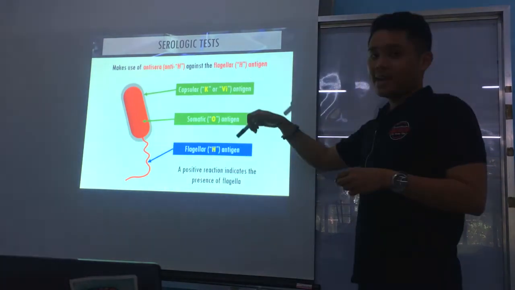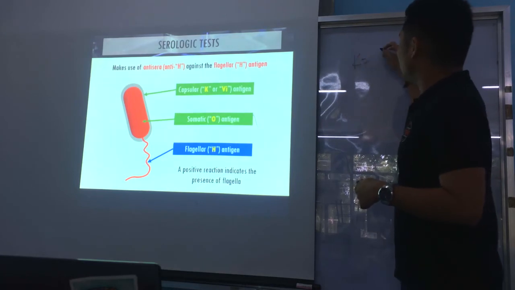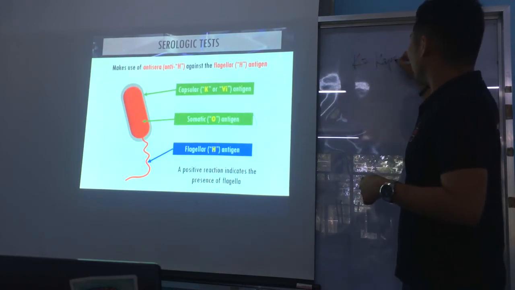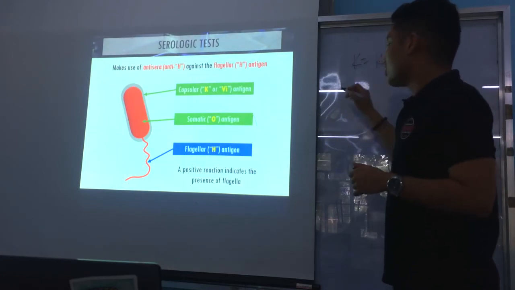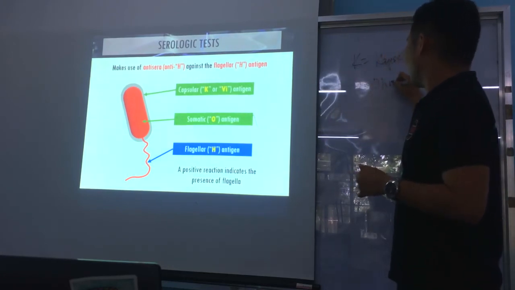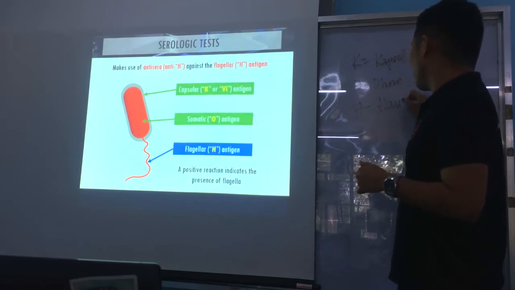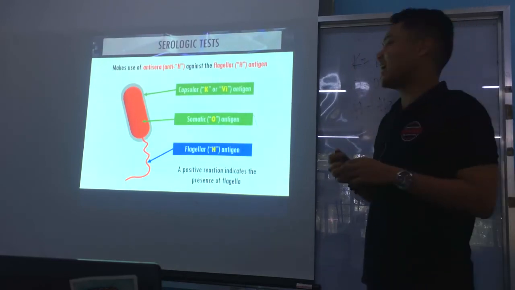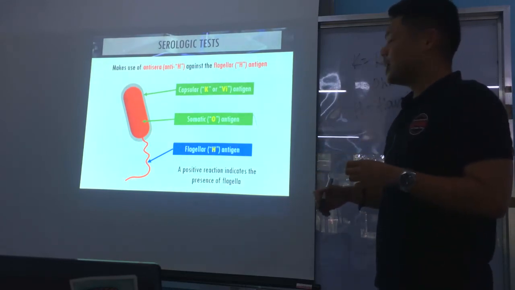Again, capsular K, okay? Capsular K. Ngano K? Because K from German, kapsel, capsule, okay? Capsule. Vi, virulence na siya, okay? Somatic O or ohne, alright? And flagellar H or hauch, okay? Okay, so flagellar H from German siya naman derived.